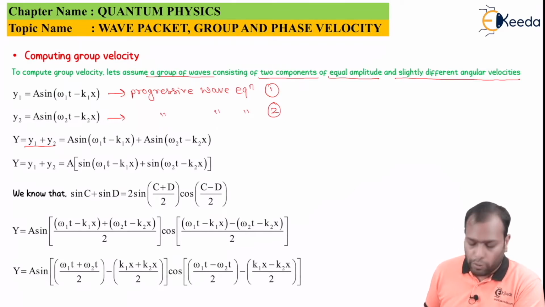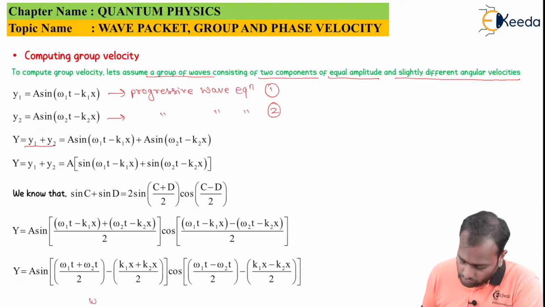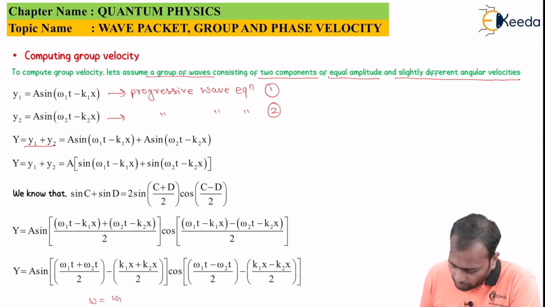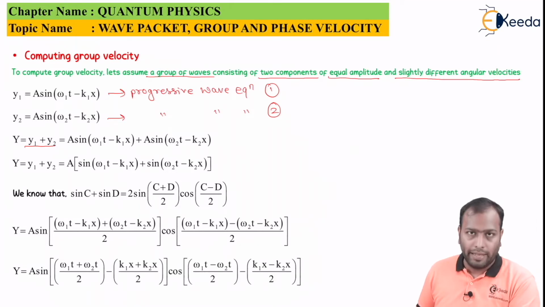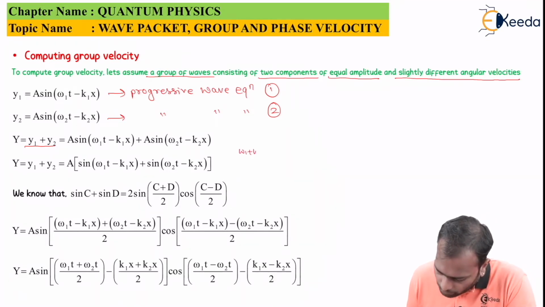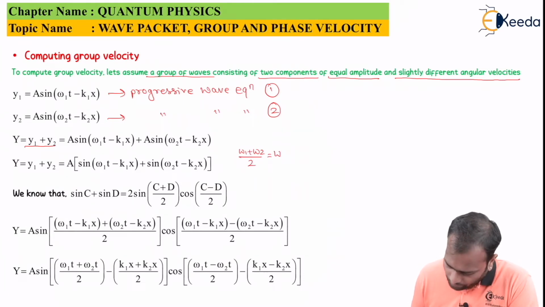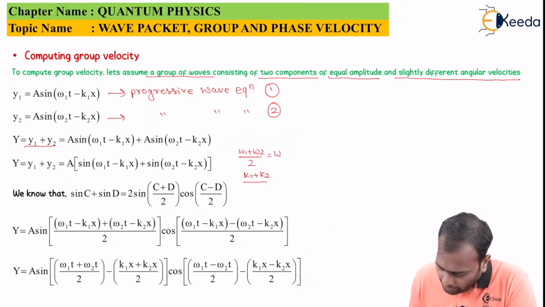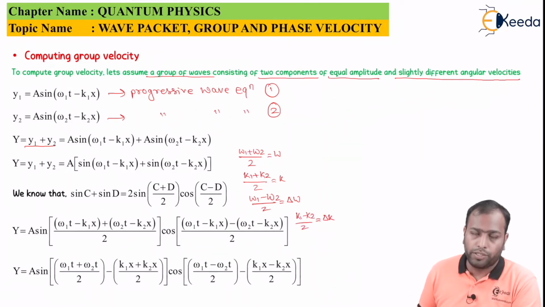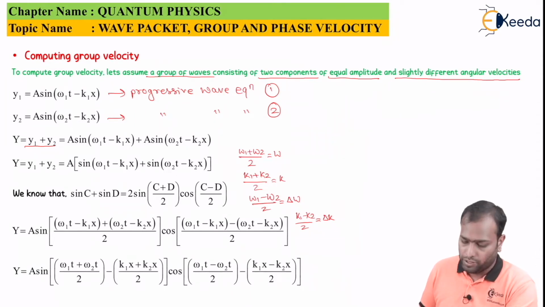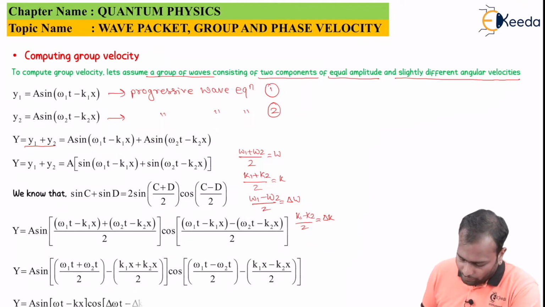Now, just to make the equation easier, we'll assume some constants. Let (omega 1 plus omega 2) divided by 2 be omega. Similarly, (k1 plus k2) divided by 2 as k, (omega 1 minus omega 2) divided by 2 as delta omega, and (k1 minus k2) divided by 2 as delta k. These are certain substitutions that we will be doing in this equation to get a simplified version. By doing these substitutions, we'll get an equation something like this.